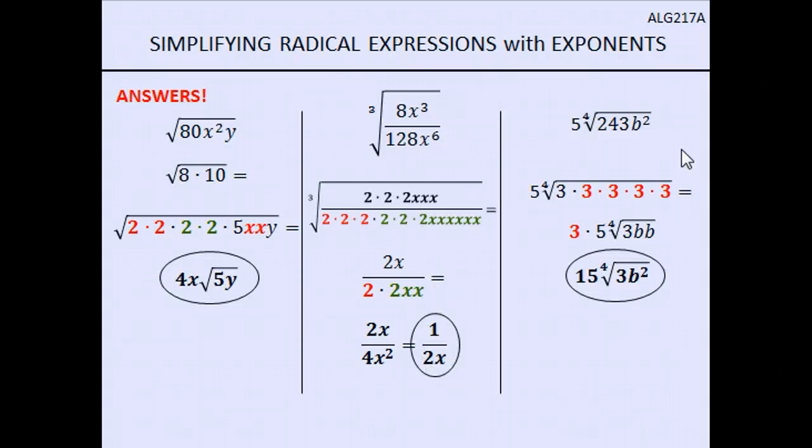Now, the last one, it's the fourth root. We have 243b squared. Well, we need 4. And we've got a b squared, so it looks like there's nothing we're going to be able to do about that. When we look at our 243, we have 5 3's. We need 4 to take 1 out, so we could take 1 3 out, multiply it by the 5, end up with 15, and underneath we're left with 1 3 and 2 b's. We can't do anything about that, so our final answer is 15 times the fourth root of 3b squared.